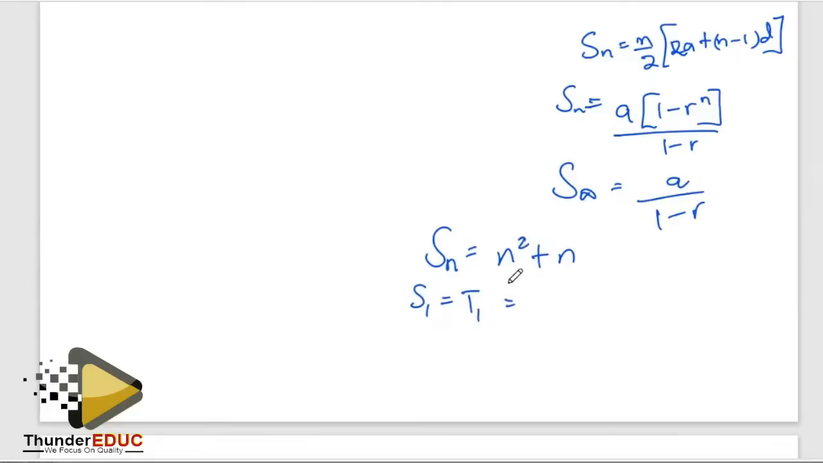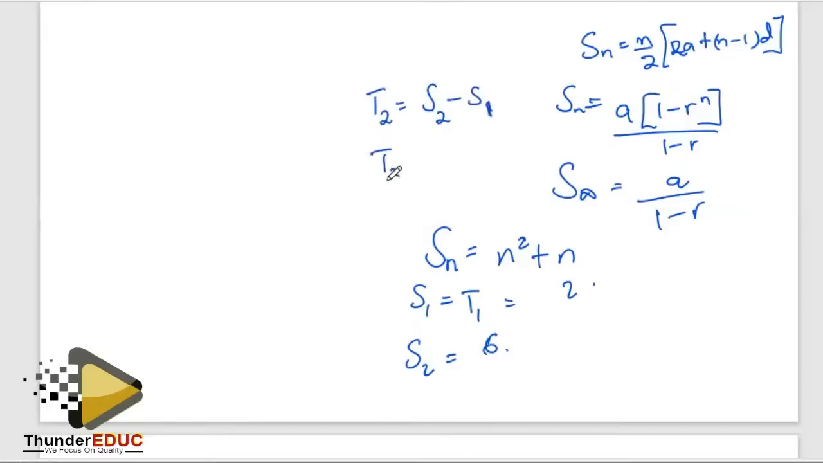You're going to have something like 1 squared is 1 plus 1, that's a 2. Then for us to get S2, the sum of the first two terms, that will be 2 squared, 4 plus 2, that's a 6. So what I need us to know is the link between the sum of the terms and then the terms themselves. What this means is that for us to get, let's say, the second term, you must get the sum of the first two terms minus the sum of the first term.